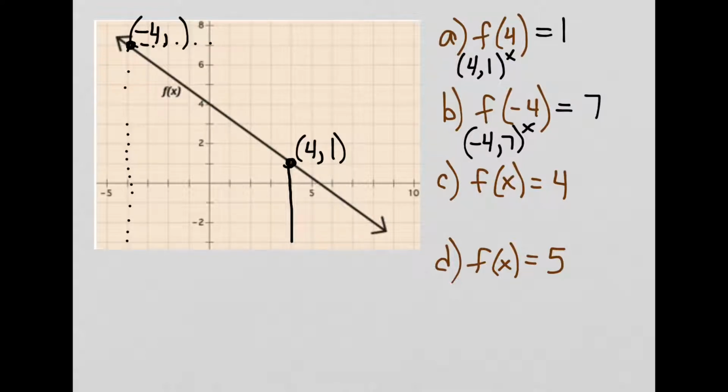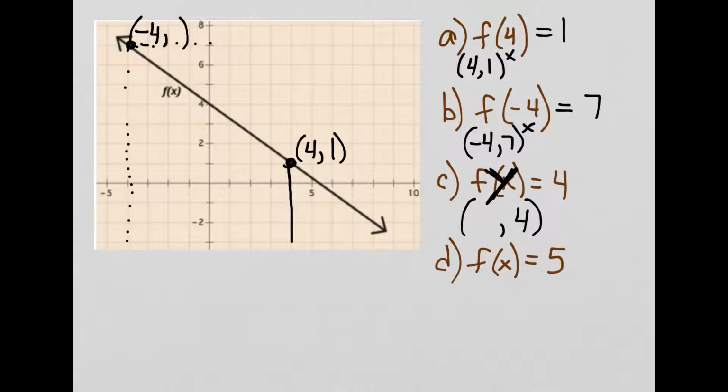Okay, C, f of x equals 4. Hey, this time x is still living in the x house. That means we don't know x. Do I know x? No, I don't. But I know that f of x is the same thing as y. And so if I think about it that way, that's telling me that my y coordinate must be 4. So I have to figure out what my x coordinate is. What is the point of my function when y equals 4?